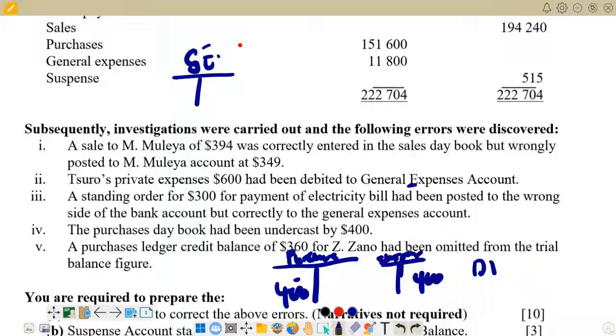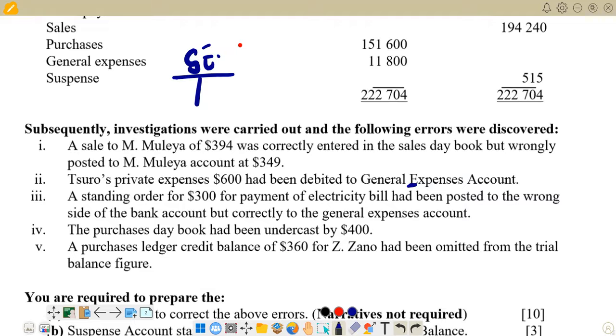Right, the last one is saying a purchases ledger credit balance of $360 for Zanu had been omitted from the trial balance. So basically there we are given a hint that this is a credit balance that was omitted. So we need to credit. We need to post the credit balance of Zanu to the trial balance, and obviously this is going to affect the balancing of the trial balance because it's just a balance that was omitted.